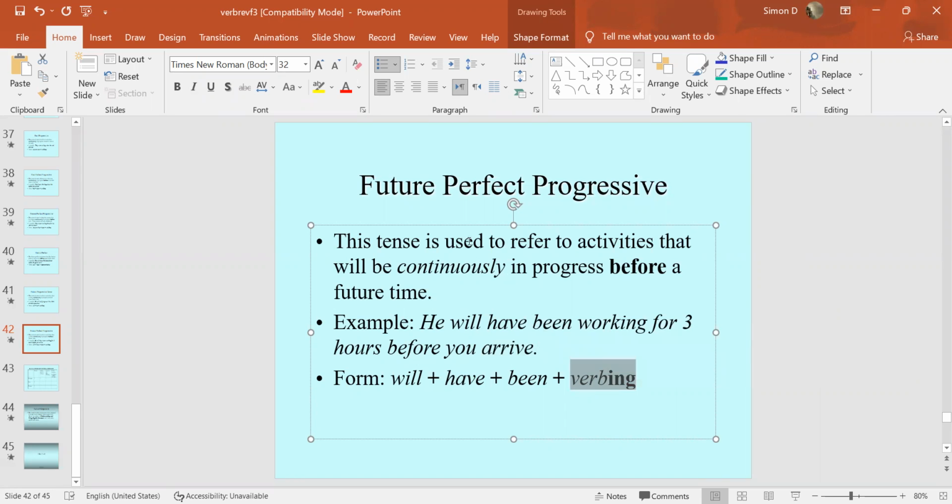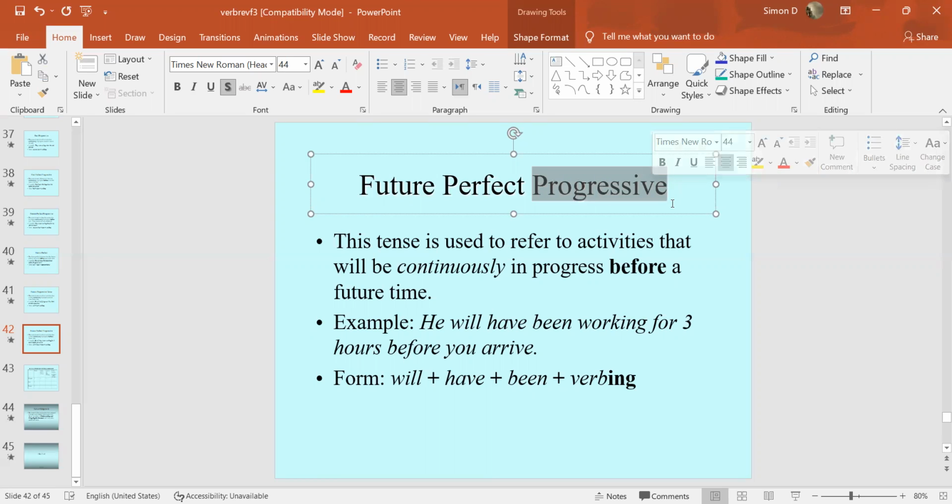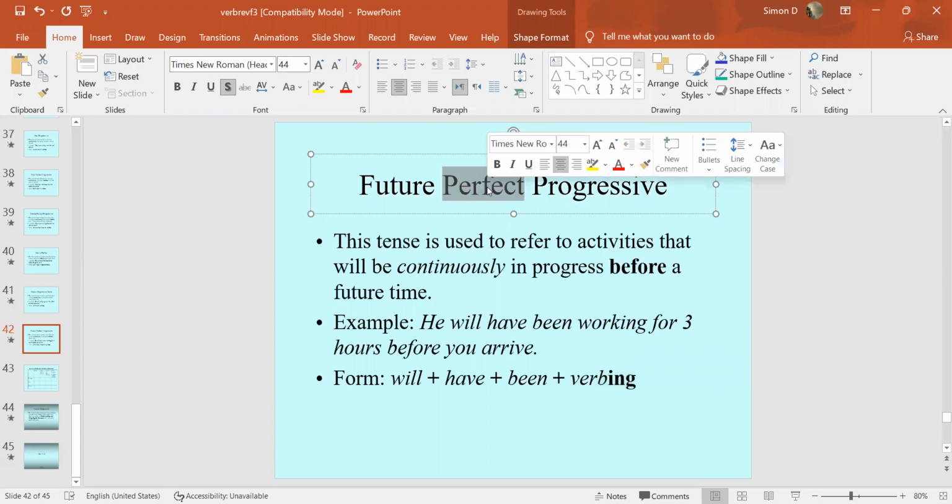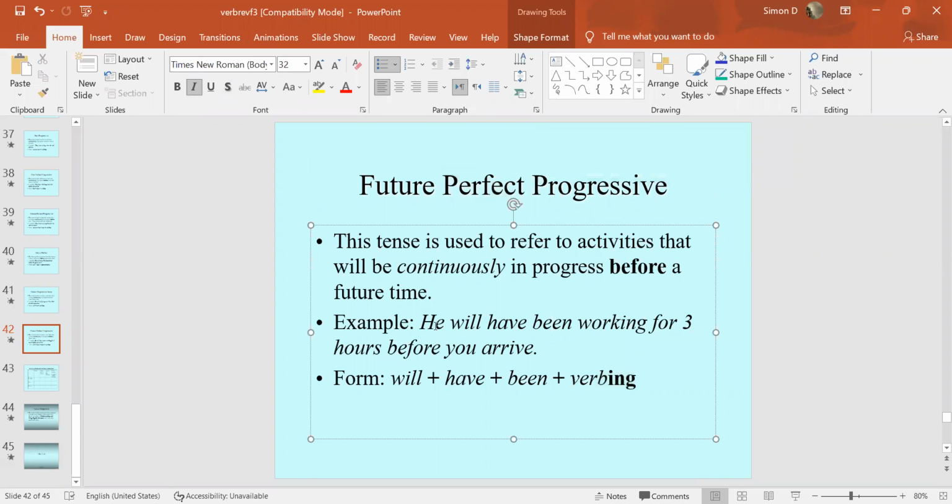That is the construction for future perfect progressive: will have been and the verb with ing, because it is progressive. Wherever there is progressive, or continuous, as we sometimes say in India, it means that ing words should be used. Wherever there is perfect, remember that the action will be finished or completed. So basically, the progressive thing will happen before the person arrives here. Will have been working.